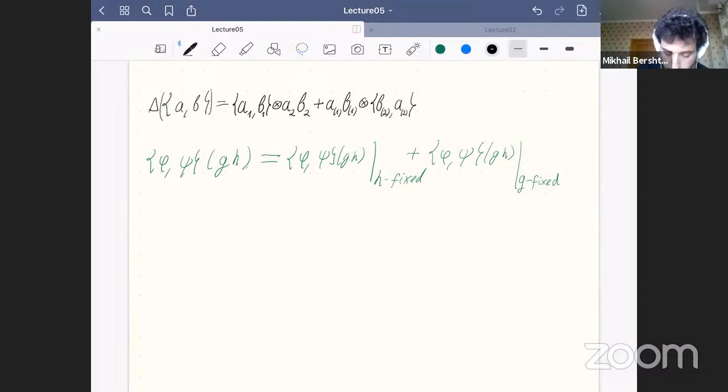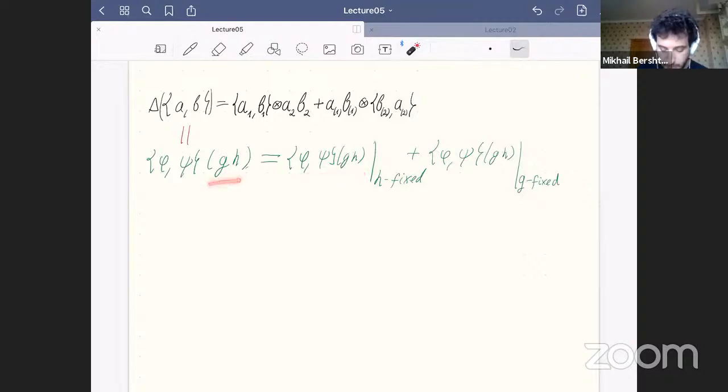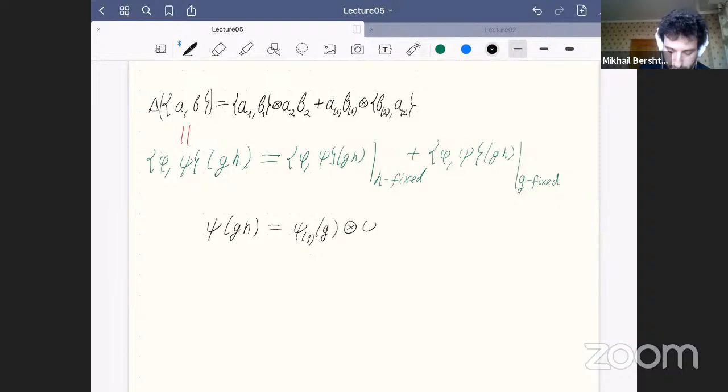So we change notation, so this A and B are phi and psi. But I think it's clear that the left sides are the same. So the coproduct is just taken of the function of GH. Yes. And here we first take our function. In some sense you can think that we take our function psi of GH and write it as psi1 of G tensor psi2 of GH.